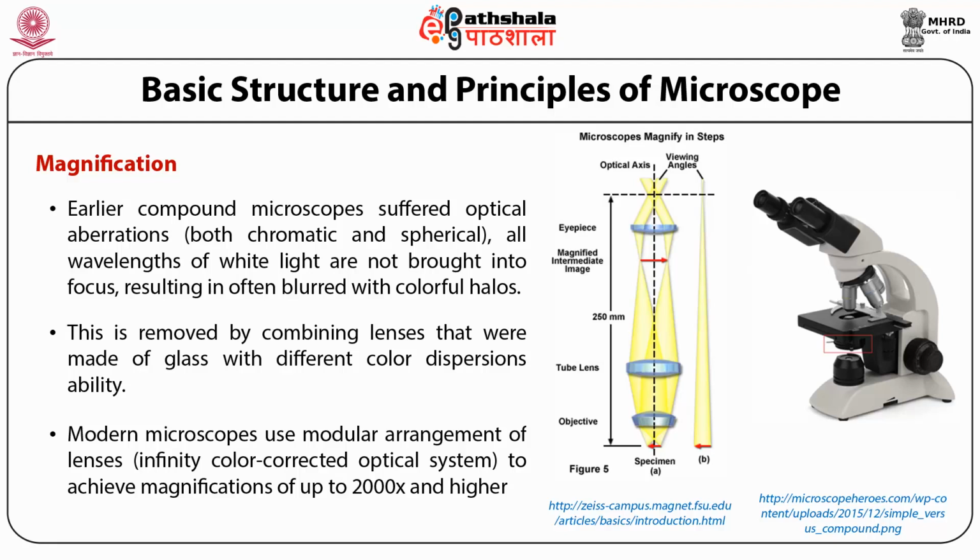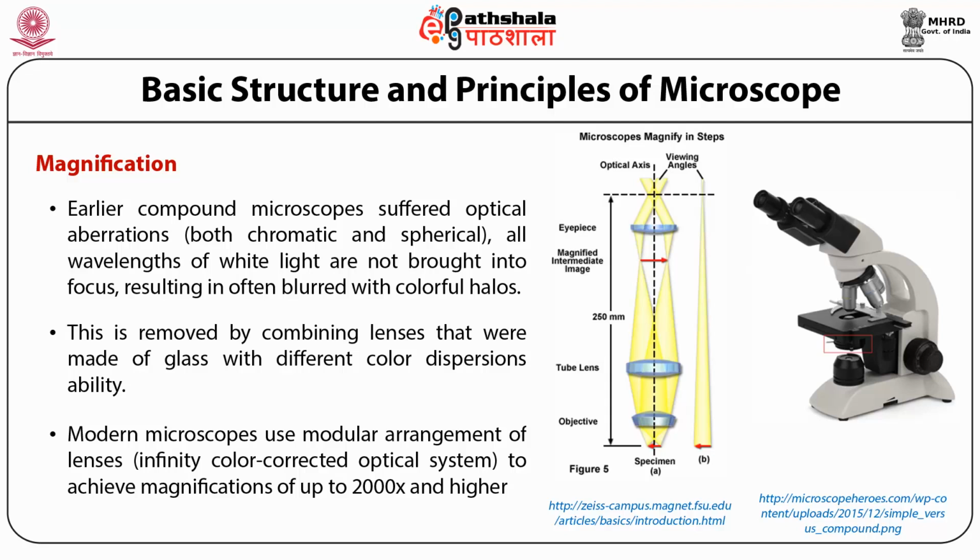There is a tube lens, a tube where the lenses are kept, and the lens distance can be manipulated, thereby we can manipulate the range of magnification also. So we can achieve up to 2000x magnification and higher, but this magnification can be lower than 2000x, and because the lenses are kept in a tube, we can manipulate that.